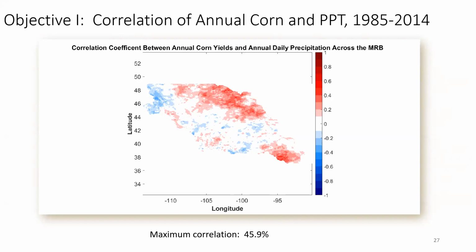along the northwestern edge of the river basin boundary, you can see a blue shading, which is negatively correlated. And this is likely due to the fact that corn just has a difficult time growing in this region. So another thing here is the maximum correlation really isn't that impressive, and I think that's likely due to the fact that precipitation is more of a nonlinear function over time.